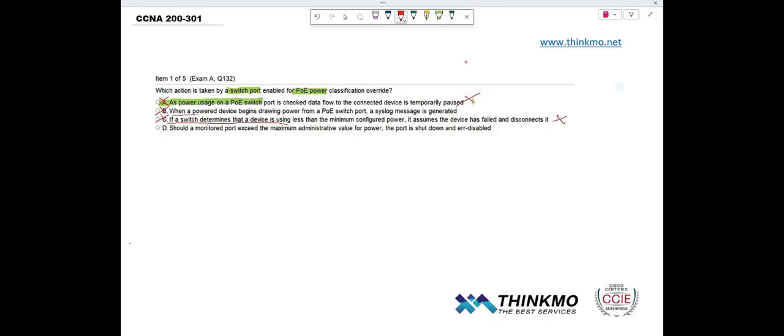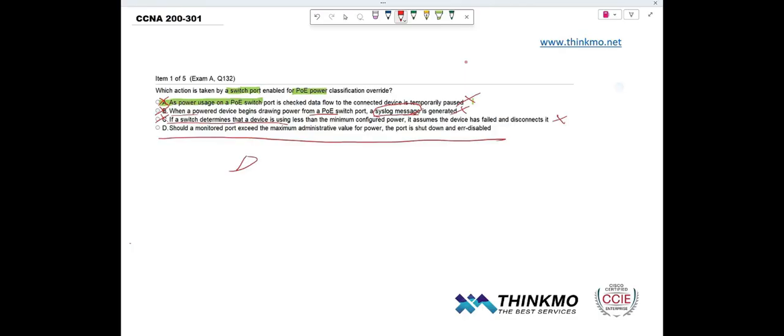when the powered device is enabled to receive power from the PoE switch, what will be generated? A log information. This log information can be available, but it is not a core function of the PoE feature, specifically the power classification coverage function of PoE. So this option is completely wrong. So the correct option should be D.